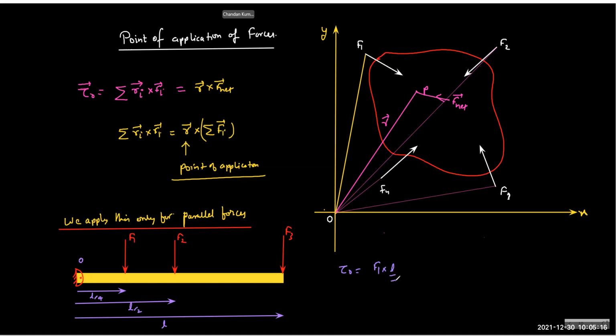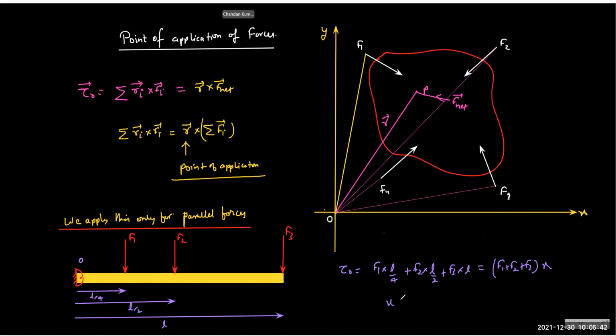F1 into L by 4 plus F2 into L by 2 plus F3 into L. Correct? Now the net force, if you add all the forces, it is F1 plus F2 plus F3. And let's say the resultant force we have to apply at X to balance it.